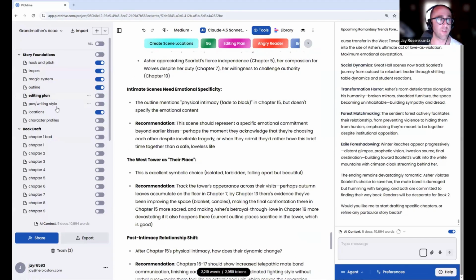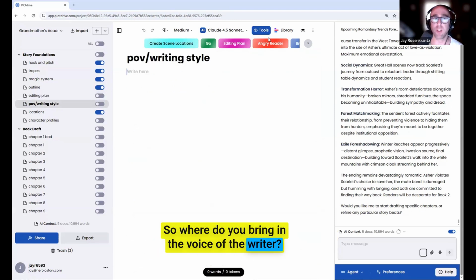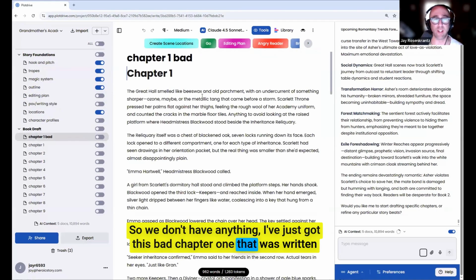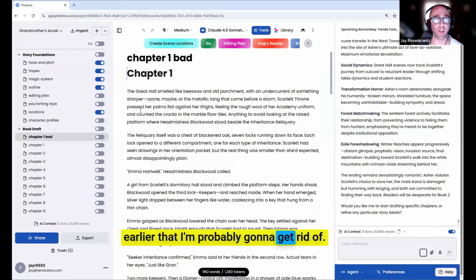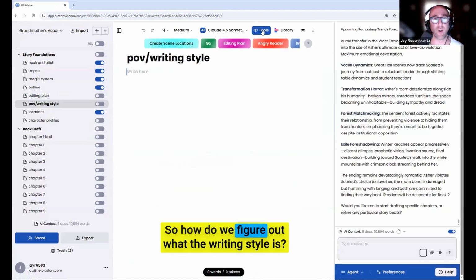Okay. So you have an editing plan, the writing style. So where do you bring in the voice of the writer? So we don't have anything. I've just got this bad chapter one that was written earlier that I'm probably going to get rid of. So how do we figure out what the writing style is?